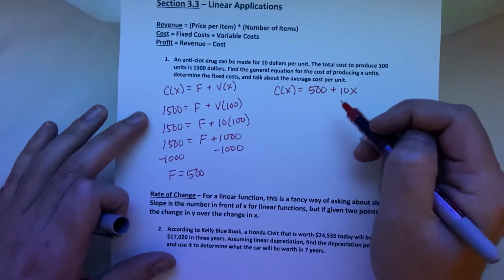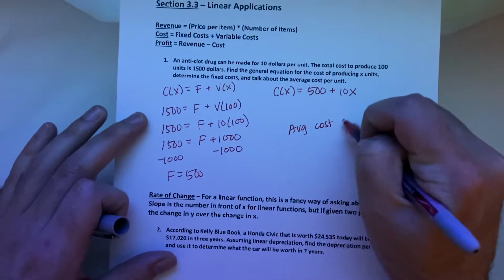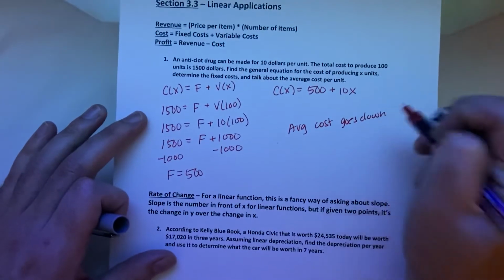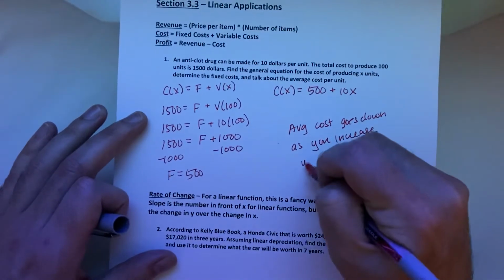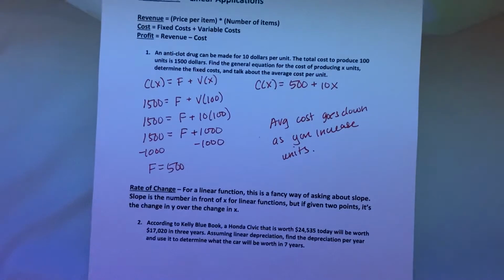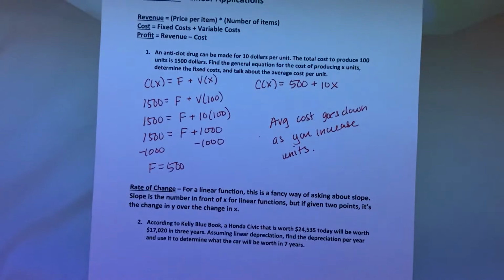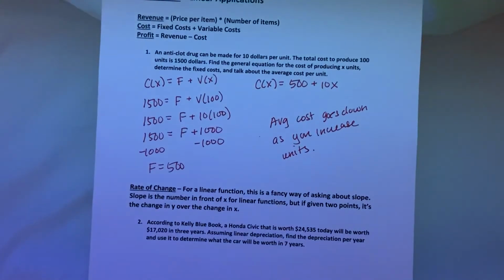Now, generally speaking, when you have fixed costs, average cost goes down as you increase units for a linear equation. Why? Because the more units you produce, the more this 500 gets dispersed, divided into the other units. For example, if you produce 1 unit, you spent $500 to produce 1 unit, which isn't much. But if you produce 500 units, then you've spent only $11 per unit, which is a lot less than $510 per unit.